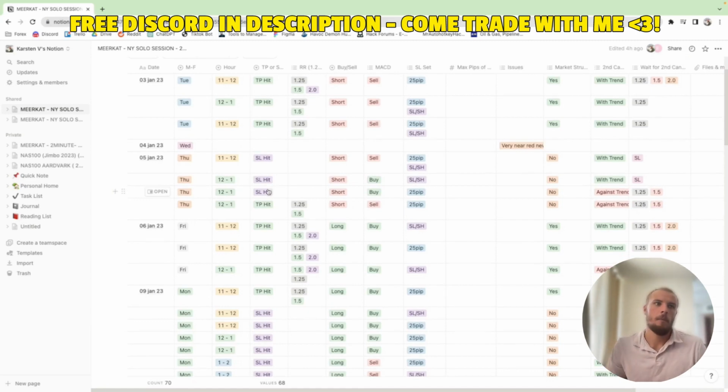So that can help me maybe start exiting trades early. If the second candle goes against trend, maybe I want to get out. But all of these questions I've answered myself without asking anyone because I have the data to prove it. So that's the importance of backtesting.